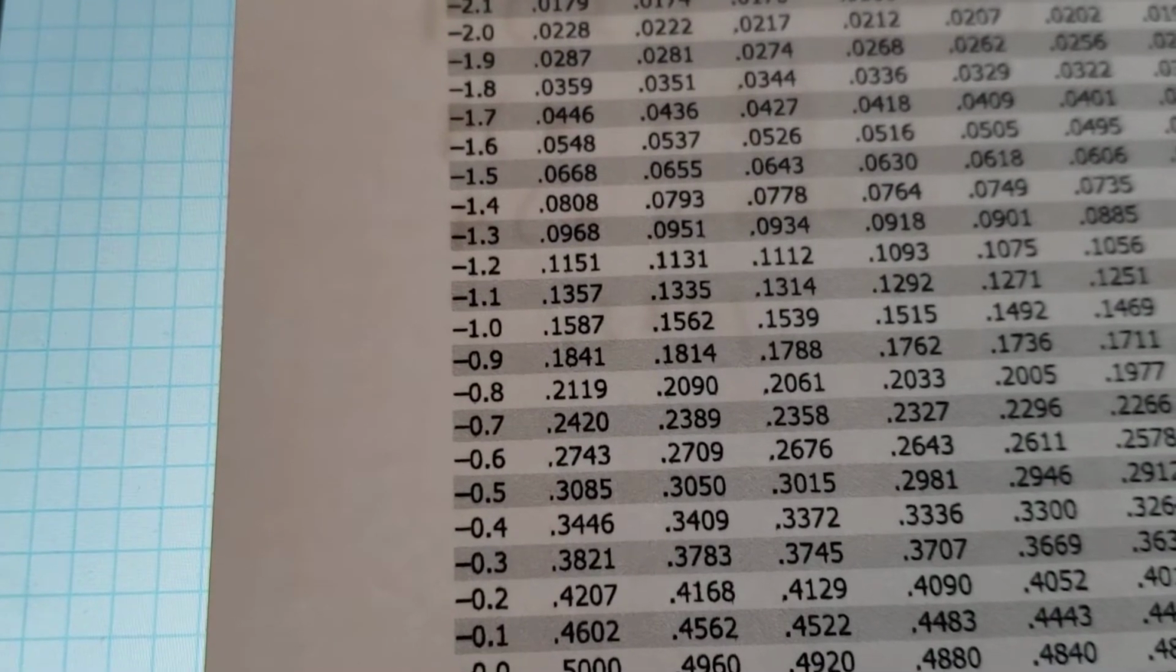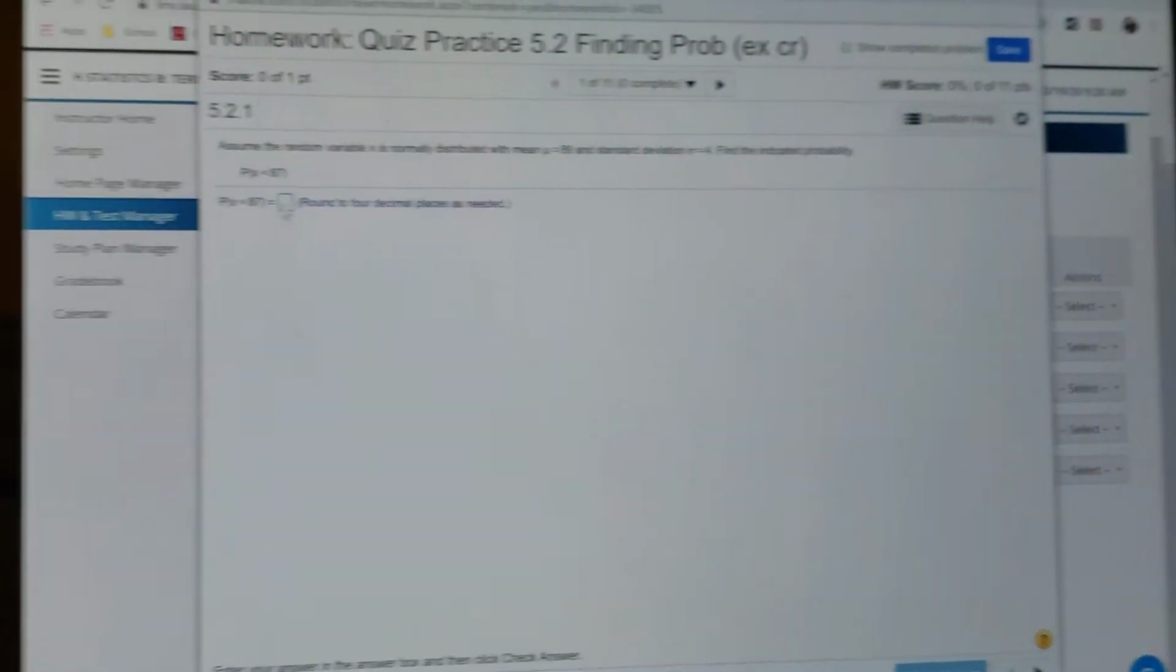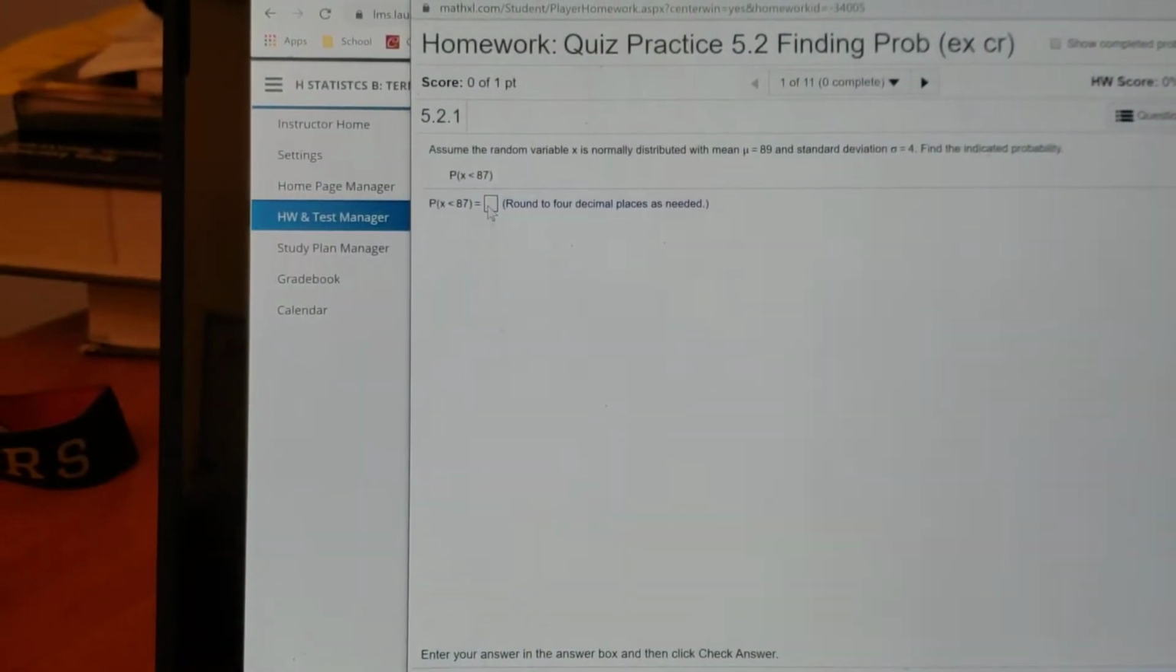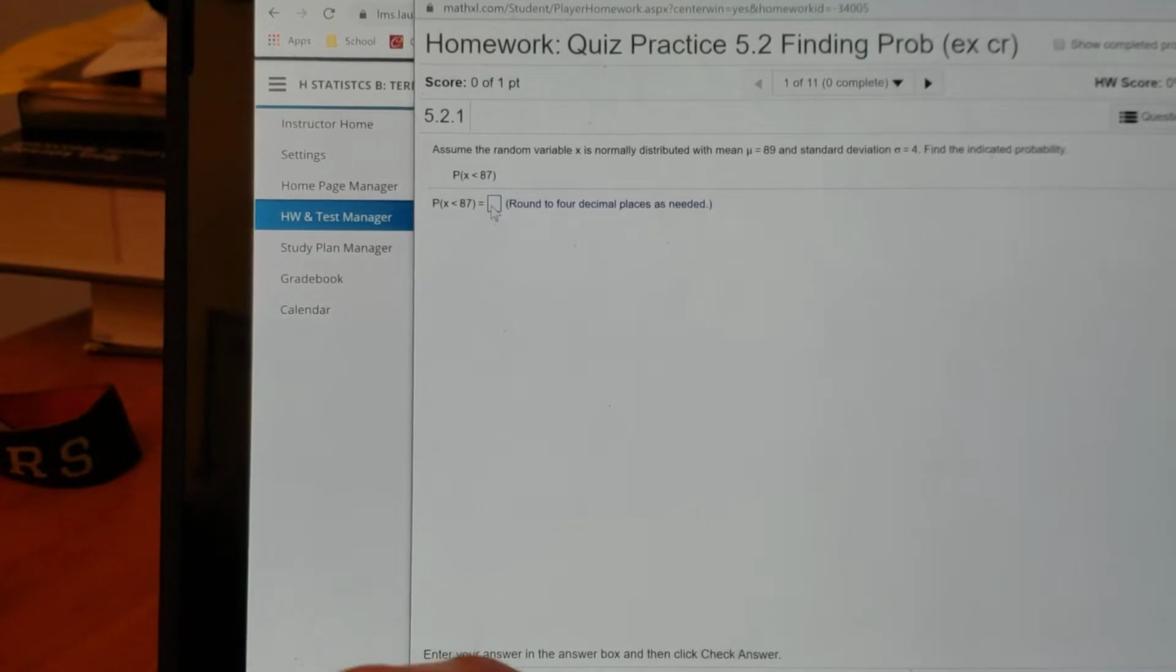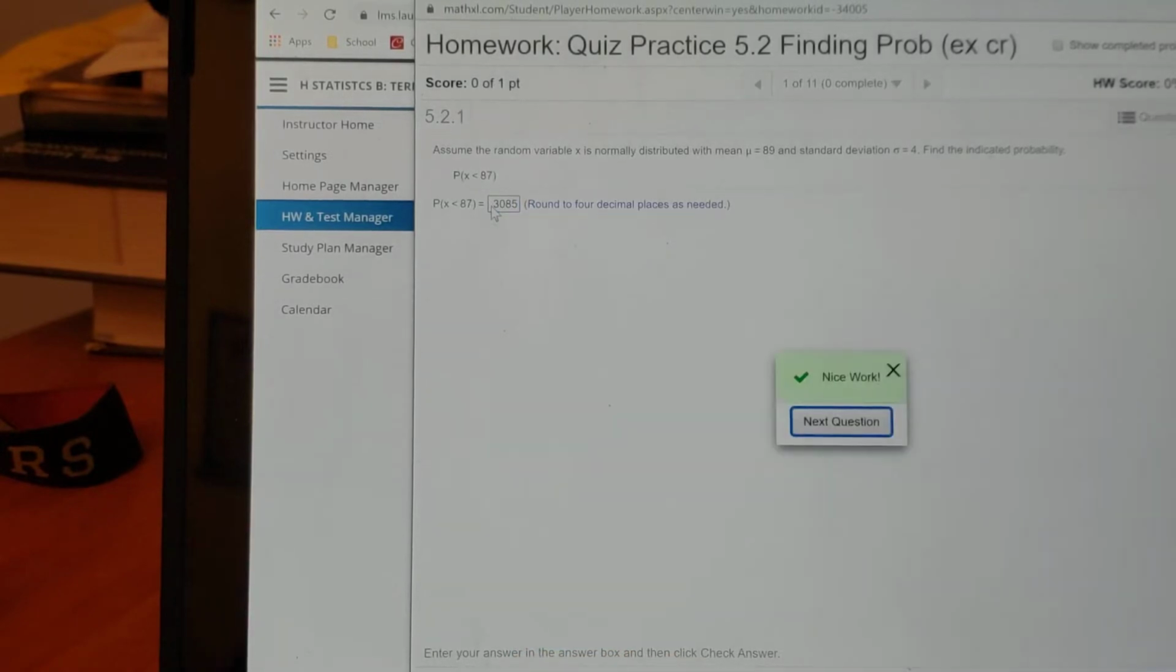Damn it, I keep looking up the wrong things. 0.3085. Good thing I looked at that again. My mistake, kids, there. Now let's try putting it in over here. 0.3085. Didn't go. 0.3085. Hit enter. Yay, I got it right in front of you guys. Good for me. So that's me doing the first one.